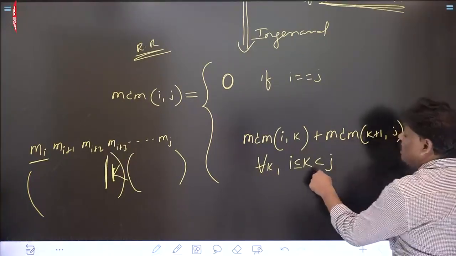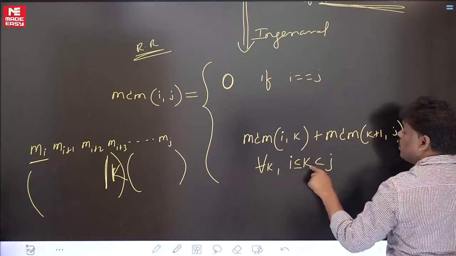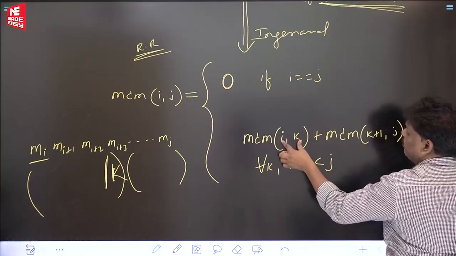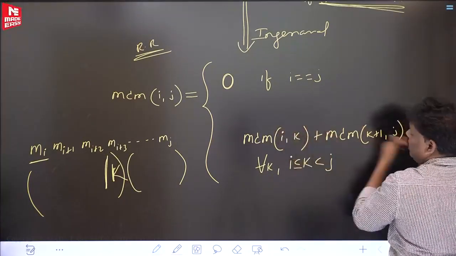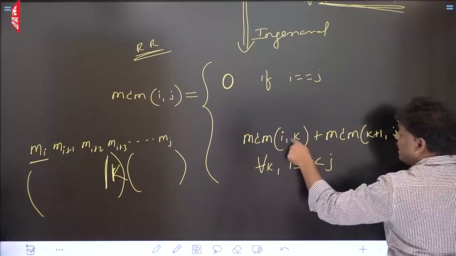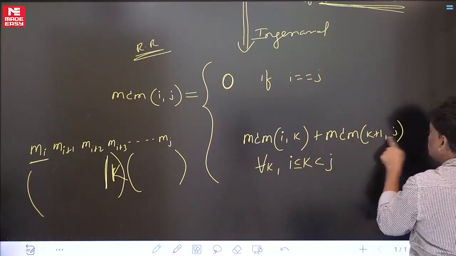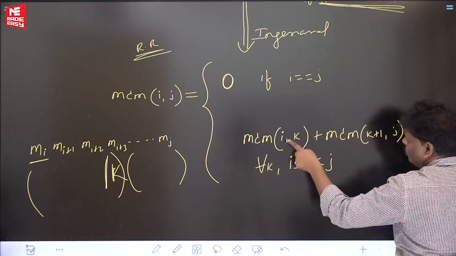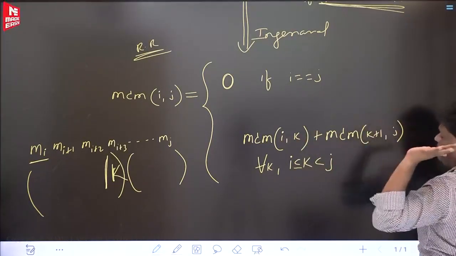So can you help me? What is the minimum K? All possibilities. What is the minimum K? I. Minimum K value I. Then what is the answer? I to I will come. What is the meaning? Only A remaining. If K is I, I to I is on the left, remaining I plus 1 to J is here, right?